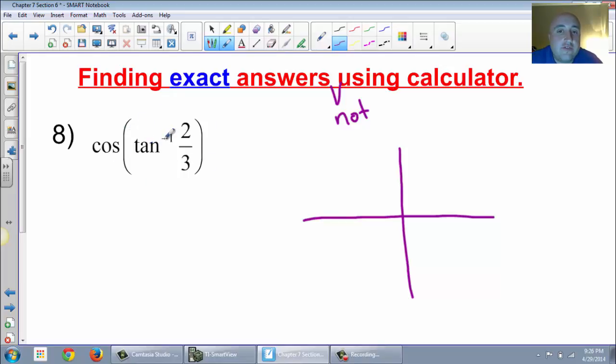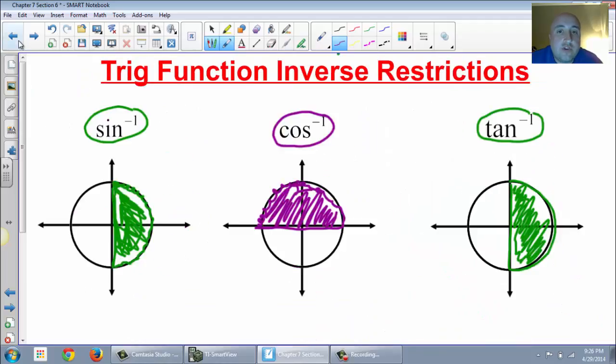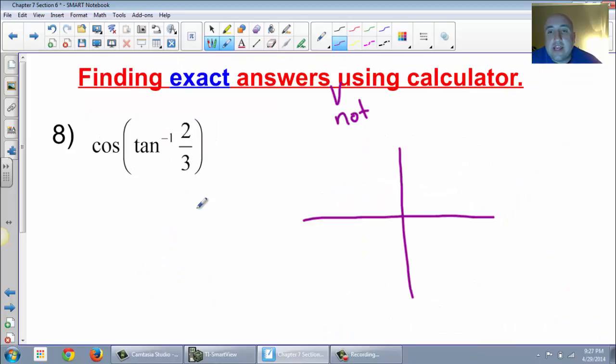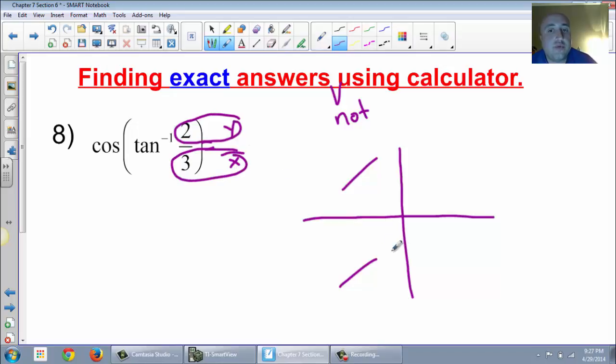Okay, so it says tan inverse is 2/3. So we're starting with tangent. So let's go back to our restrictions. Tangent is the right-hand side, so we can automatically cancel out the second and the third quadrant. So our triangle is either going to be in the first or the fourth. Now remember, tangent is y over x. So it's positive, which tells you that the 2 and the 3 are both positive. In order to get a positive fraction, they both have to be positive or they both have to be negative.